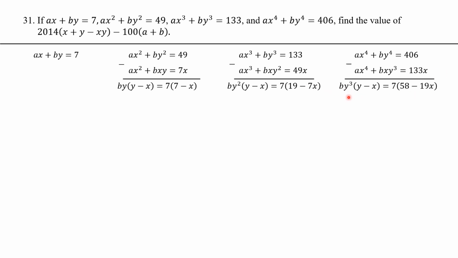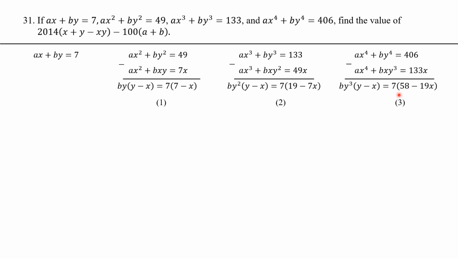And the same here. ax to the fourth cancels out. I have by to the fourth minus bxy cubed. If I factor out by cubed, that's what I have. And again, it's a multiple of 7, so I factor out 7, and that's what I end up with. Okay, let's call these equations 1, 2, and 3.